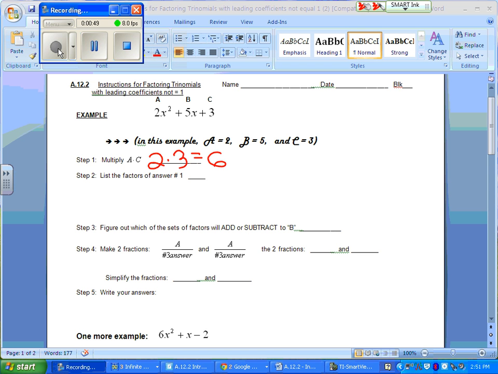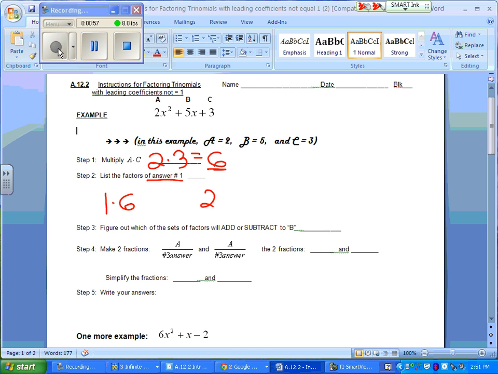Second step is list the factors for answer number 1, which is 6. The factors of 6 are 1 and 6, and 2 and 3. It doesn't matter which order you put them in because of the commutative property of multiplication. That's step number 2.